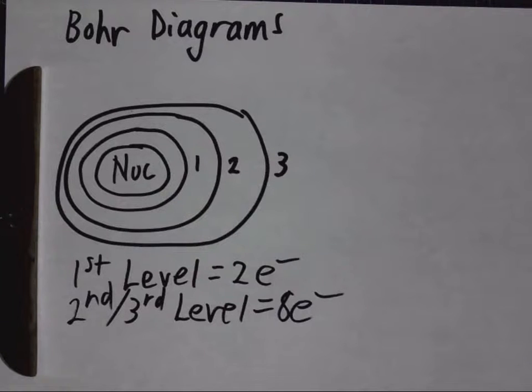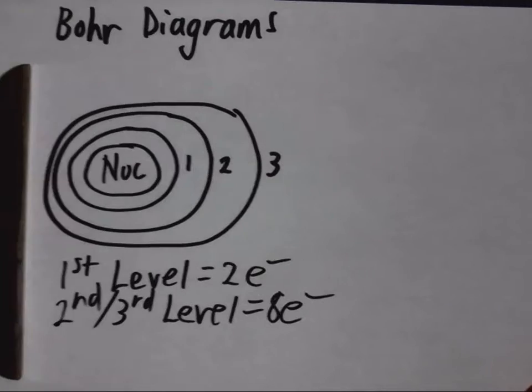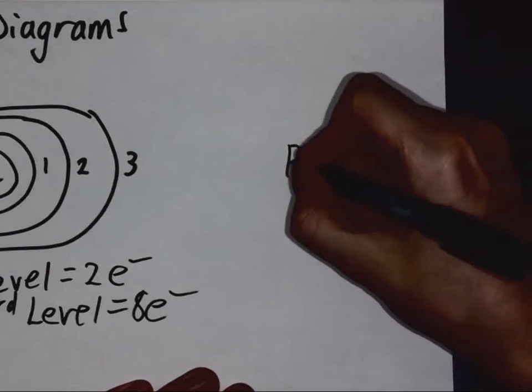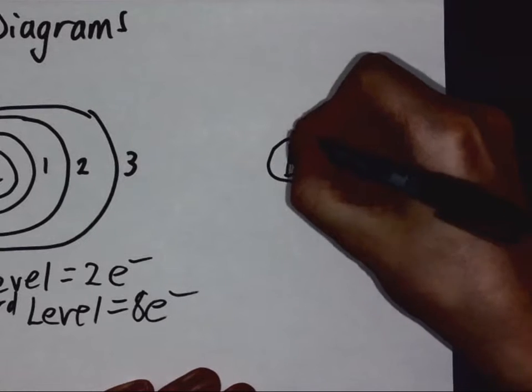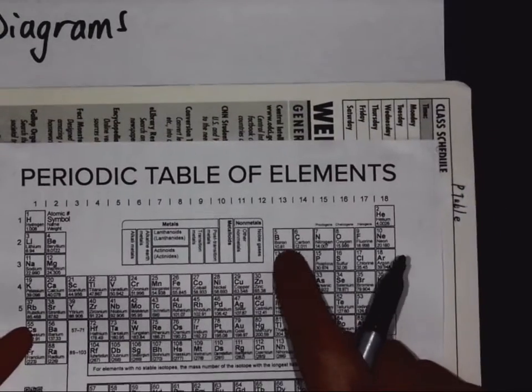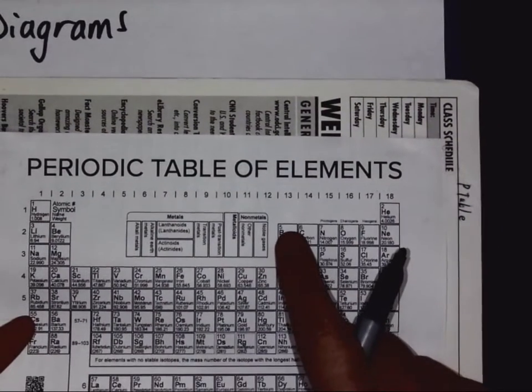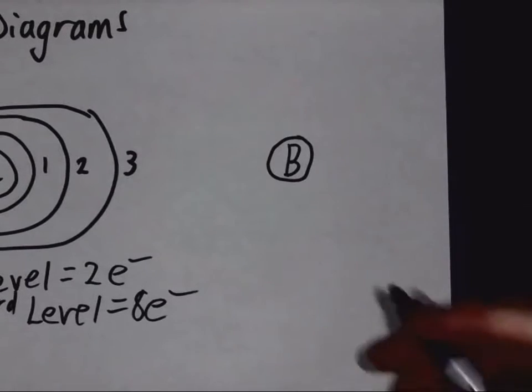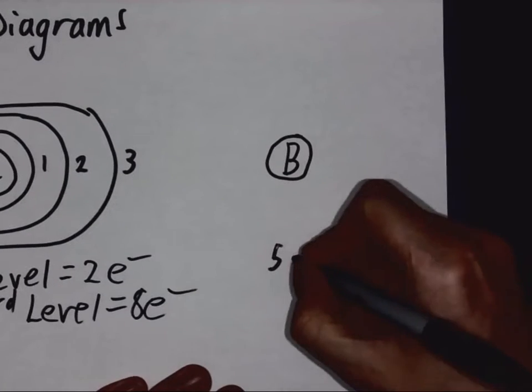So let's do an example for boron. I'm going to put my boron right in the middle. So there is my nucleus, boron. And boron has 5 total electrons. We know that because it is the 5th element on the periodic table. Boron is number 5 right there. It has 5 electrons to place.